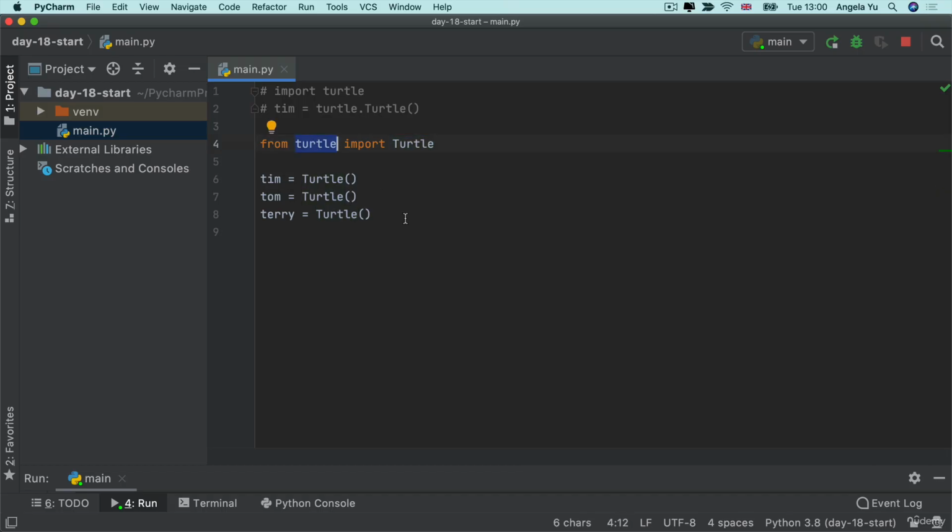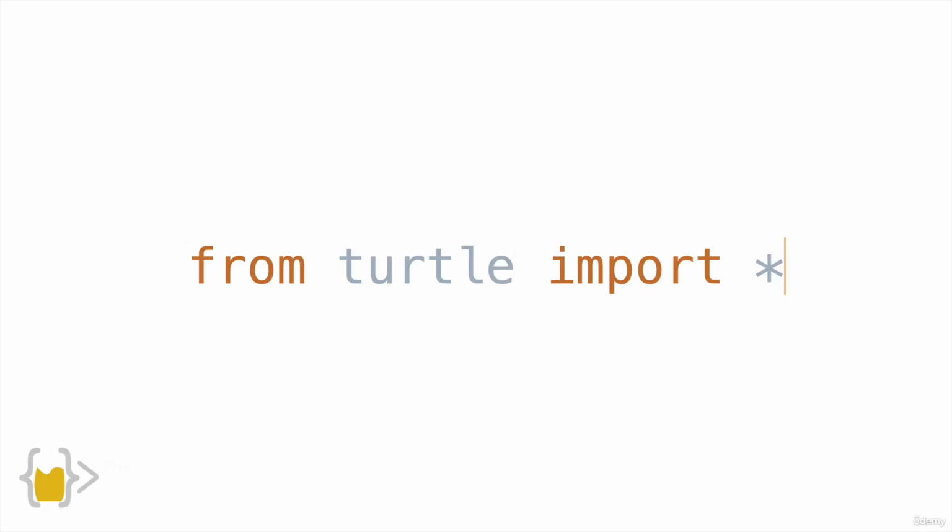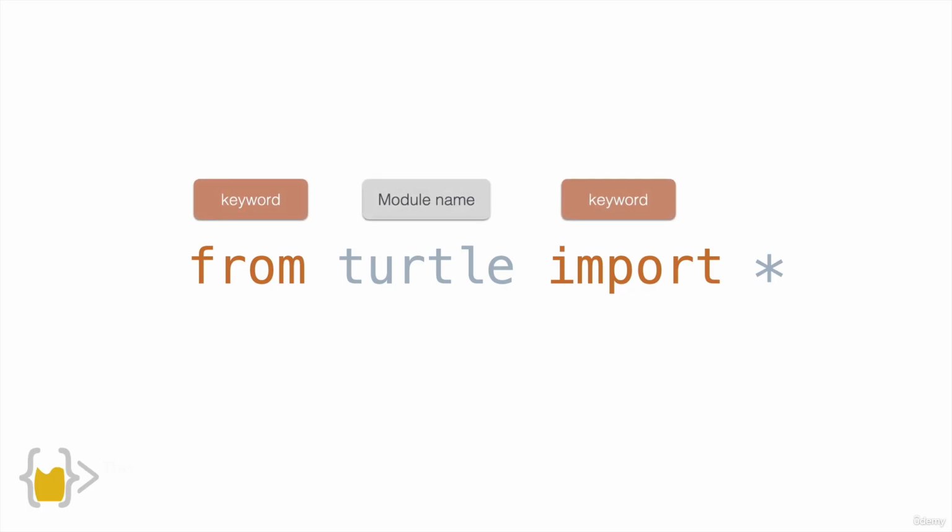Now you can actually go one step further. Instead of saying just from turtle import whatever it is you want, you can actually import everything by using the asterisk.